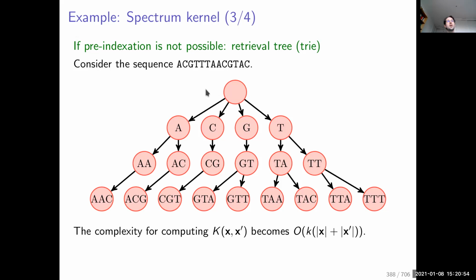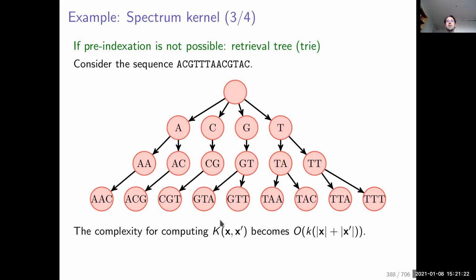So let us look at what it's doing. The retrieval tree is a tree that has a root and a depth which corresponds to the size of the patterns that you consider. And the leaves of the tree correspond to all of the patterns that appear in the sequence.